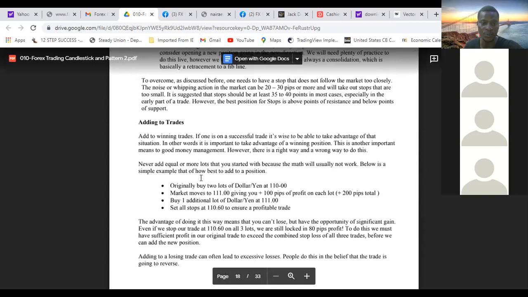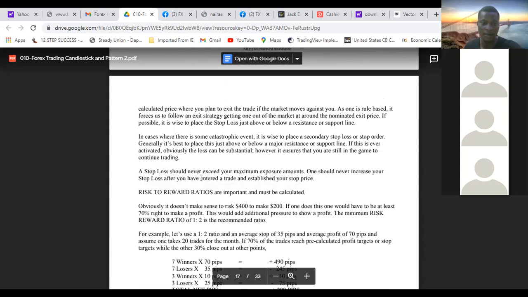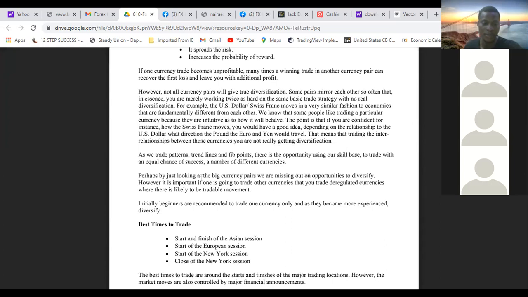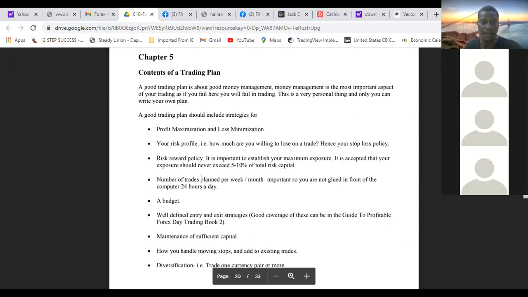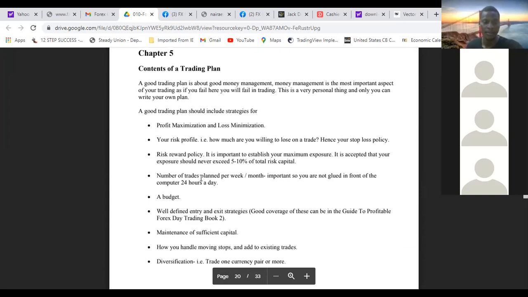So let's brush through trading plans for academic purposes. Just like the trading part, all we're saying is part of the trading plan. So a trading plan is about good money management. Money management is the most important aspect of trading, as if you fail here, you fail in trading. This is a very personal thing, and only you can write your own plan.